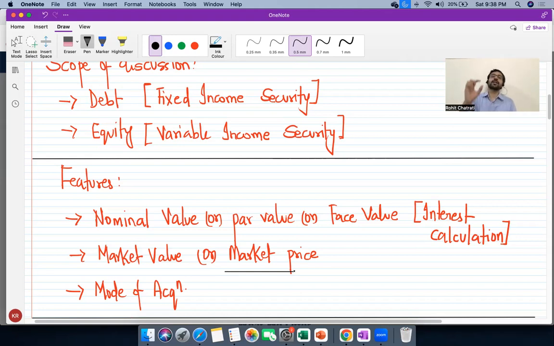That market price is nothing but the last traded price, which means when you are seeing the exchange screen, if the price, let us say, is 935, the last trade that happened for this particular share happened at 935 rupees.